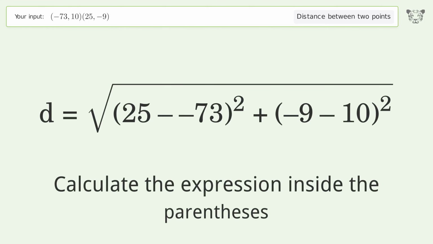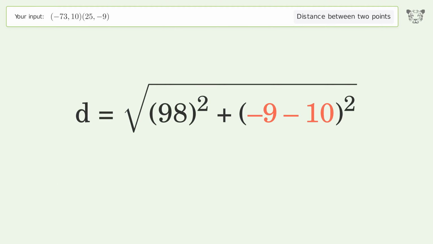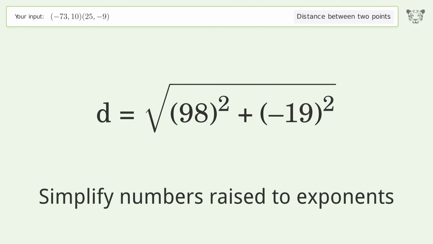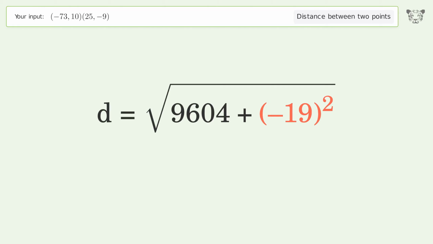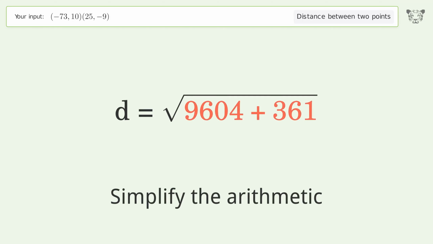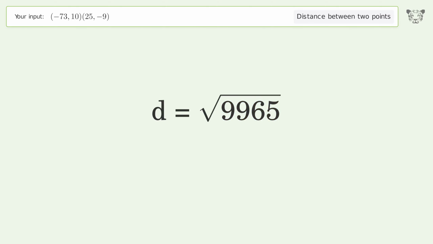Calculate the expression inside the parentheses. Simplify numbers raised to exponents. Simplify the arithmetic. And so the distance between the 2 points is the square root of 9,965 or 99.825.